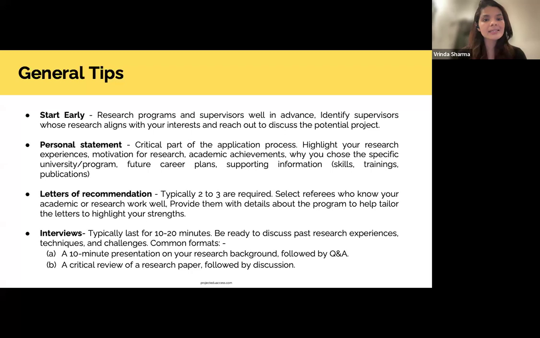This is something that King's does a lot. So you have to give a 5 to 10 minutes presentation on a research paper, which is given to you in advance, and you have to critically review it. And following this, there is a discussion amongst the panel members with you, on different aspects of the research paper, as well as different aspects about the research that you want to do. So yeah, next slide, please.